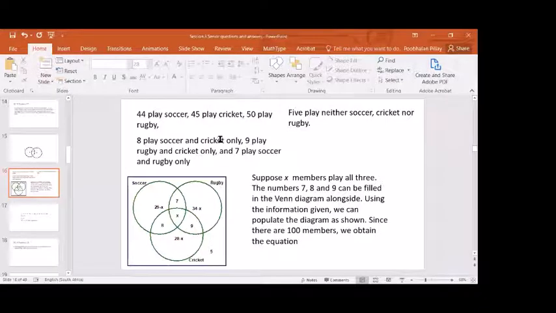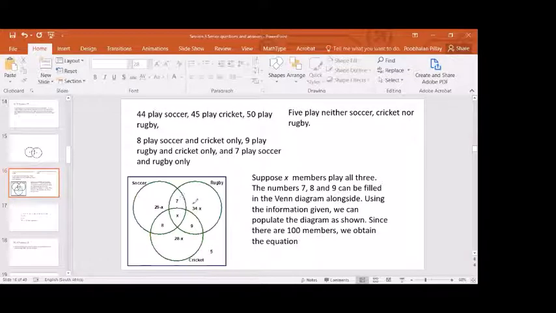Now, the actual question is, how many people play rugby only? All right, so the people who play rugby only are those here. The way to do this is I start with those who play all three. It's always a nice place to start. If you had two sets, you'd give a name to those who are in both of them, the intersection. So suppose X play all three.